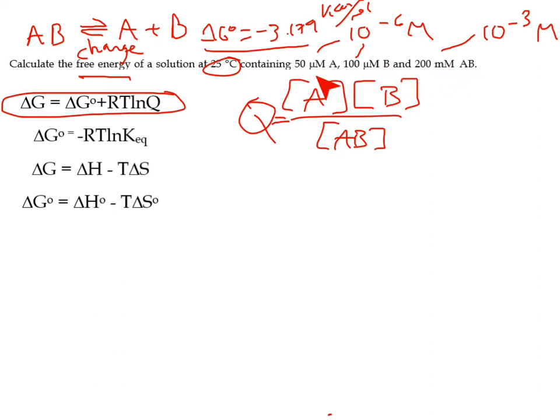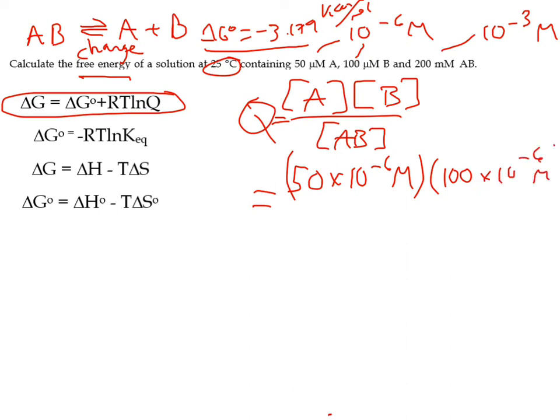If you remember canceling units before, if we tried to cancel units here, we would only end up canceling one of them, and we'd end up with some leftover stuff. So we want to convert all of these small quantities into full molarity. To do that, I'm going to add the little multiplier here. It's 50 micromolar, which is 50 times 10 to the negative 6th molar, times B, which is 100, and I'm going to multiply that by 10 to the negative 6 because it's micromolar. And then we're going to do the same thing for AB. AB is 200 millimolar, which is 200 times 10 to the negative 3rd.